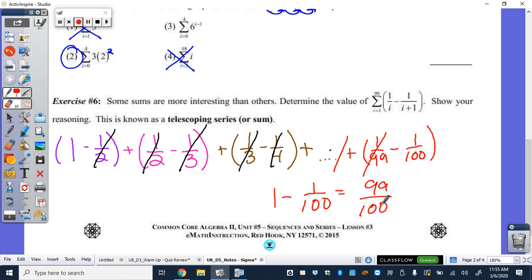So that's called the telescoping series. It's kind of like a telescope. If you stretch it out, you have this whole stuff, but it also condenses down, becomes nice and short. Same thing happens here. Everything cancels, so it just condenses down, and you're left with the beginning and the last one.